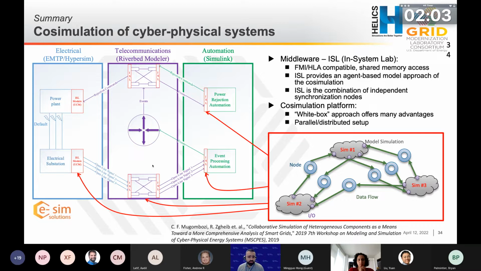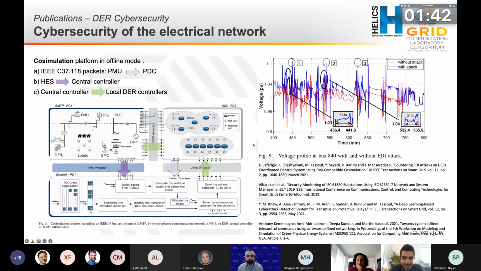For us, the telecommunications part is only to model the telecommunications network as best we can, and it serves as a platform for applications such as cybersecurity. I'll leave the next slide for Daniel. Thank you. Hello, so next slide, please.